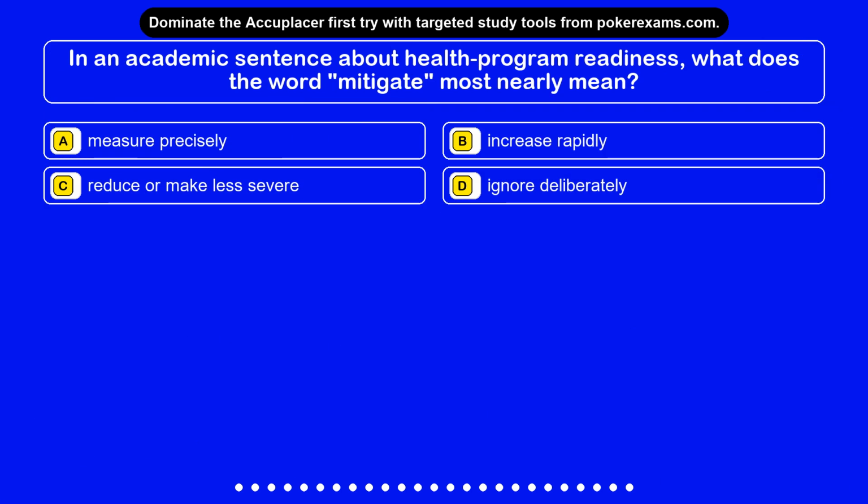Question 15. In an academic sentence about health program readiness, what does the word mitigate most nearly mean? Option A, measure precisely. Option B, increase rapidly. Option C, reduce or make less severe. Option D, ignore deliberately.